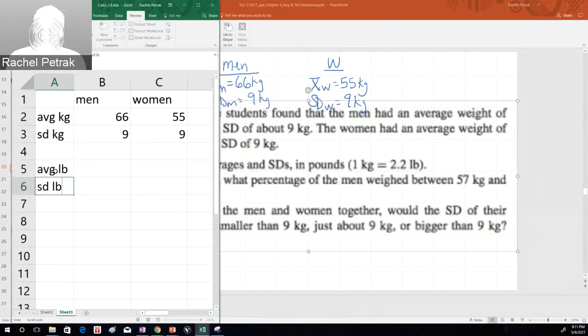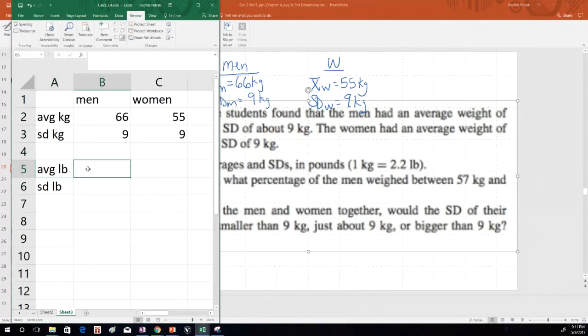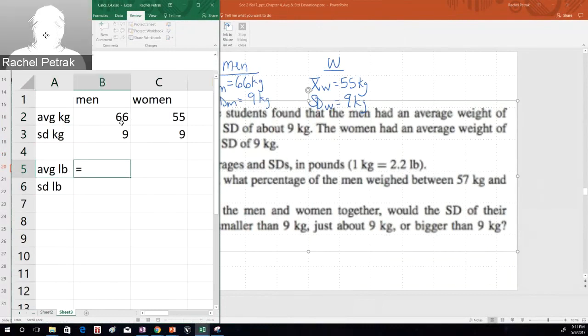Pound, SD pound is going to equal this score, our score, times the conversion factor, which is 2.2 pounds for each kilogram. And the conversion factor is the same whether we're doing it for the average or the standard deviation. So you can see, to get this, I still took the average and then just multiplied by the conversion factor, or the standard deviation and multiply by the conversion factor.